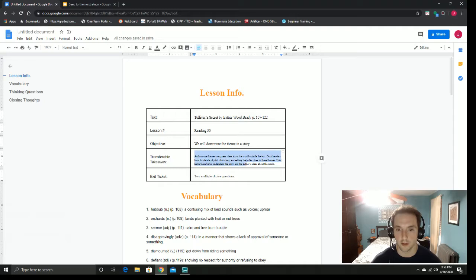The reason why we're doing this is, one, we enjoy reading and discussing things like this together, but primarily authors write fiction to express ideas about the world outside the text. Good readers look for details of plot, of characters and setting to offer clues to these themes, and this helps them better understand the story and the author's ideas about the world.